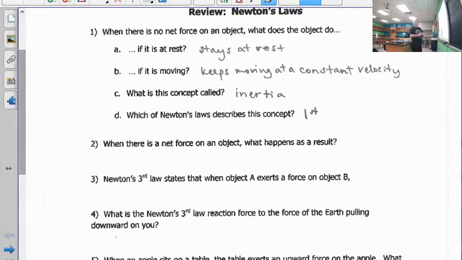When we look at the second one, when there is a net force on an object, what happens as a result? It goes back to Newton's second law. If there's a net force, there's going to be a net acceleration. What's acceleration? A change in velocity. I'm going to be very careful about that: a change in velocity. Remember, velocity is a vector. So if we want to change velocity, we can change its magnitude, its speed, or we can change its direction. Both are very important. Two ways to change velocity, two ways to cause an acceleration.